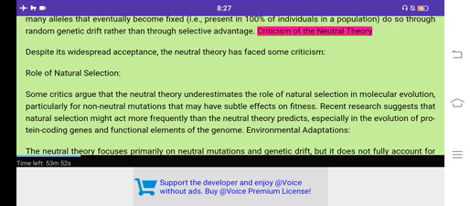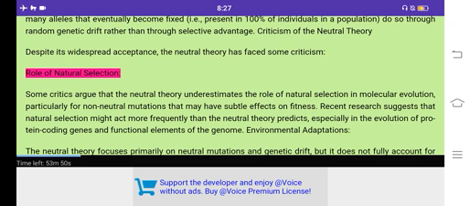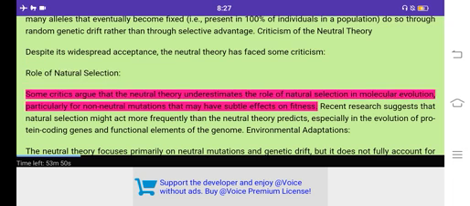Criticism of the neutral theory. Despite its widespread acceptance, the neutral theory has faced some criticism. Role of natural selection. Some critics argue that the neutral theory underestimates the role of natural selection in molecular evolution, particularly for non-neutral mutations that may have subtle effects on fitness.